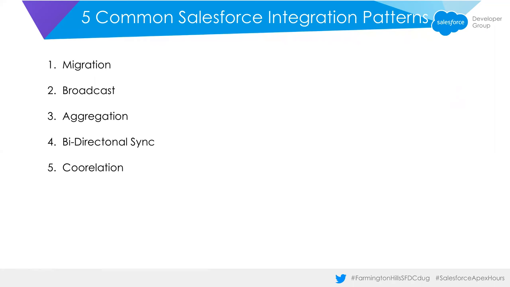So these are the five different common patterns that Salesforce developers need to understand. We migrate data from one system to another system. We broadcast data. That means anytime there's a change in an opportunity, an account, or a contact in Salesforce, we can broadcast that information for other systems to consume. We aggregate the data from Salesforce and other systems to present one unique view. There's bidirectional sync and there's correlation.